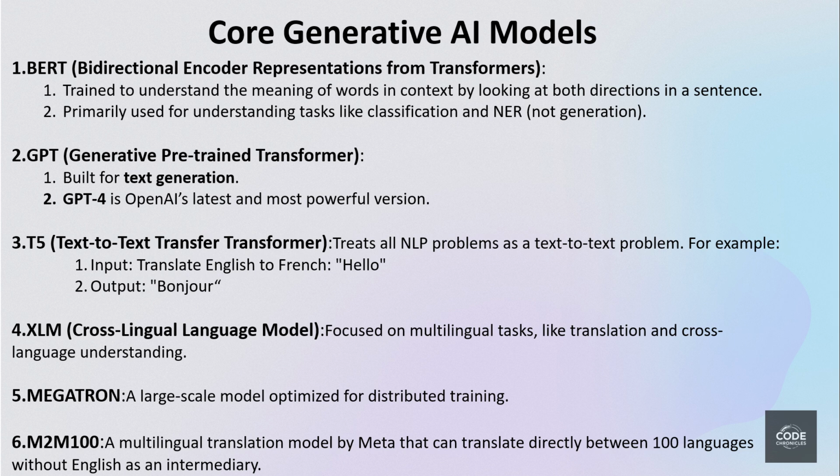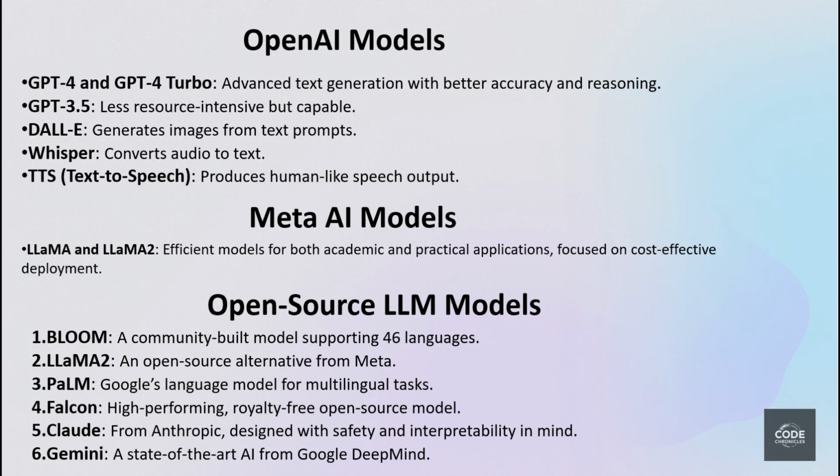Finally, there is M2M100, developed by Meta. This multilingual model can translate directly between 100 languages, bypassing English as an intermediary, which is a breakthrough in machine translation technology.